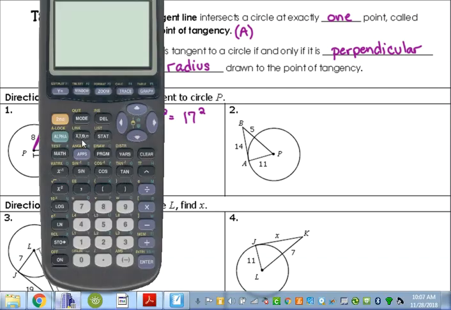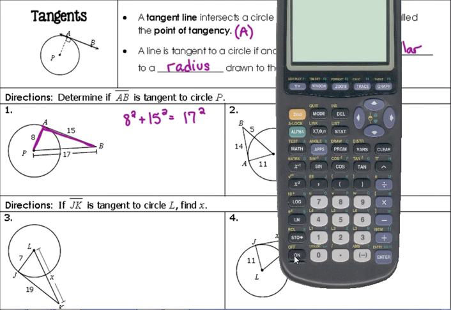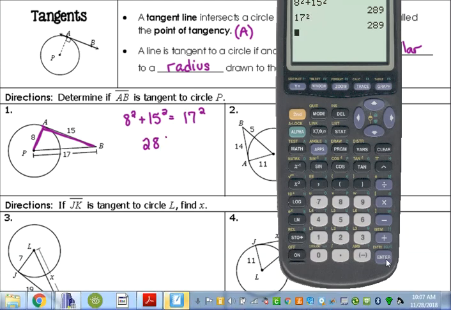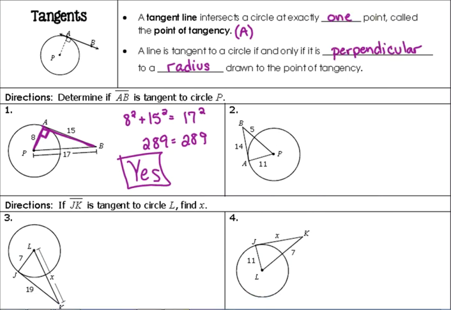So we've got to see, using our calculator, does 8 squared plus 15 squared equal 17 squared? And in this case it does. Both values are 289. So yes, in this case, segment AB is tangent because the Pythagorean theorem is satisfied, so that means we do have a right triangle, which means that does form a right angle. It is perpendicular with the tangent line and the radius.